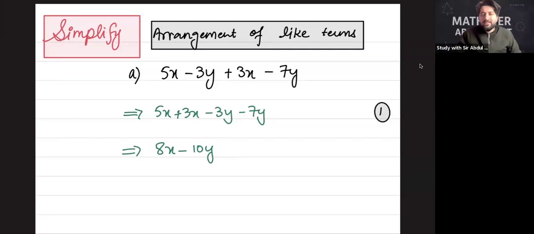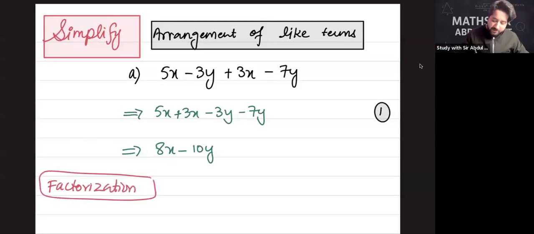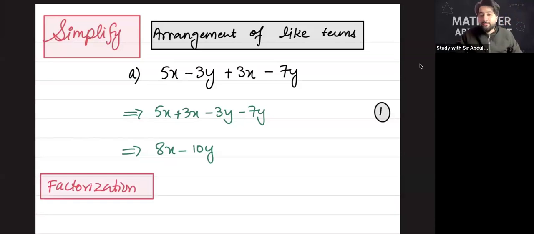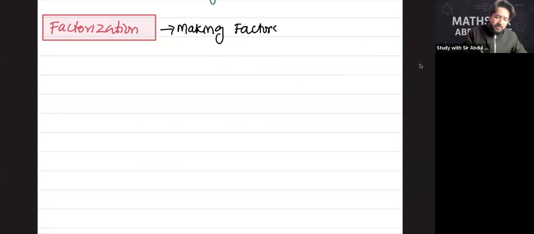Then we need to understand the meaning of factorization and how factorization is involved in your algebraic questions. Factorization is technically the reverse of expansion. And what is expansion? We will study that in detail, don't you worry about that. Factorization is technically making factors, and in general terms, simplifying questions.